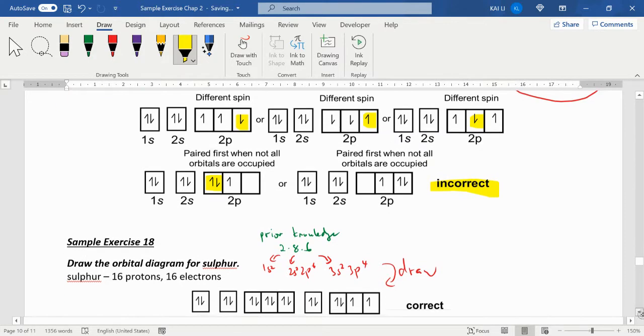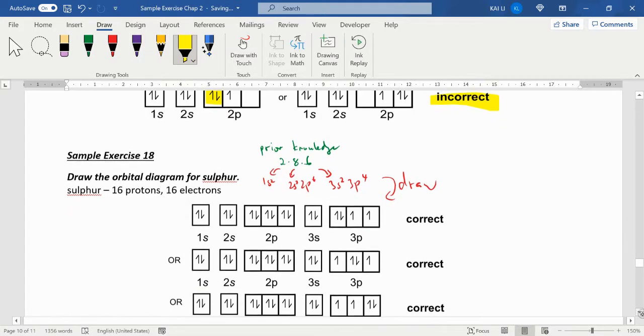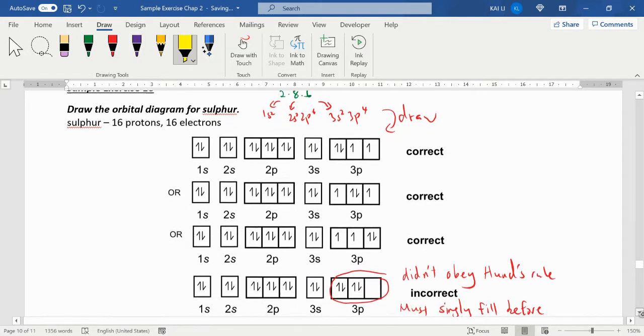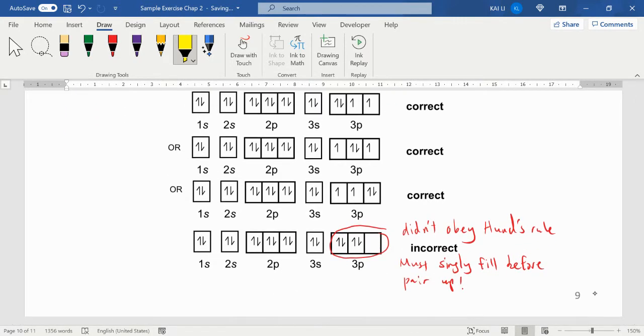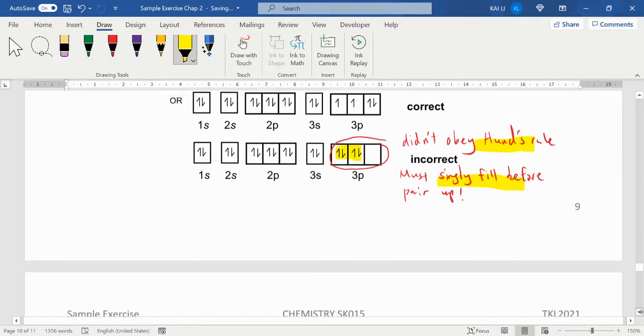Okay, next one. As you can see here, it didn't obey Hund's rule. So remember, you must singly fill first before pairing up.